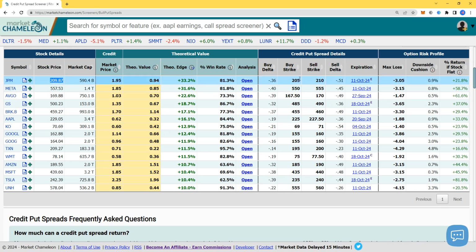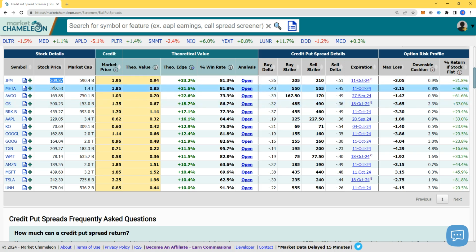So that's why, I mean, if the stock goes down, I don't like that. I want a stock that's already in the money. Remember Meta? We did Meta a few days ago, like a 515 put credit spread. We're already at 557. I think it was like 515, 520, something like that.